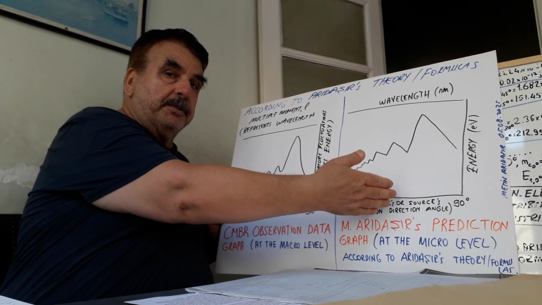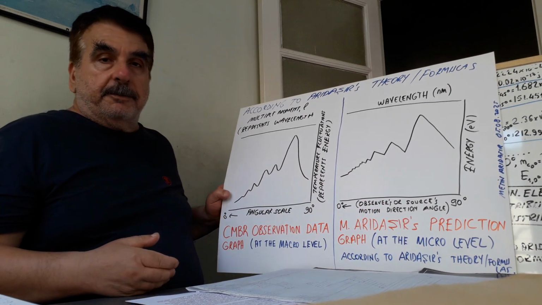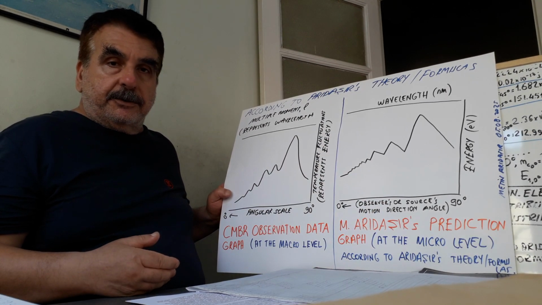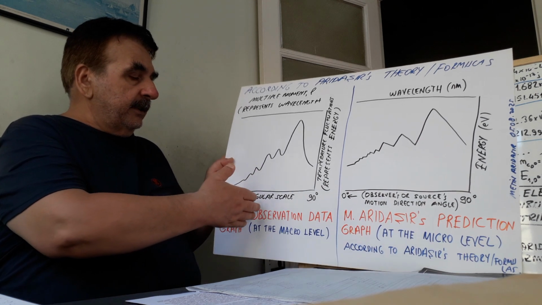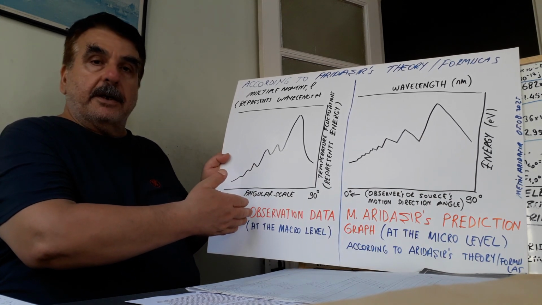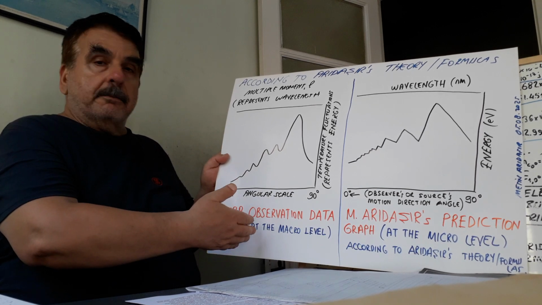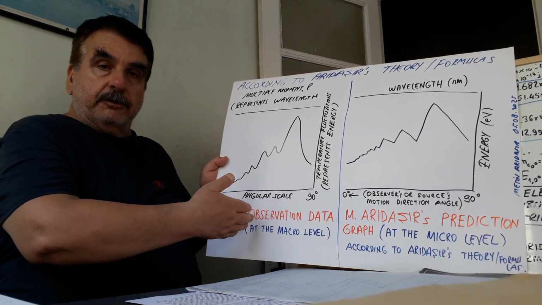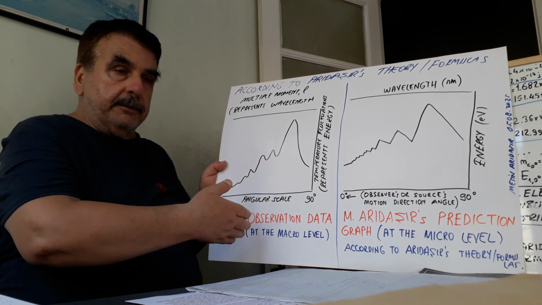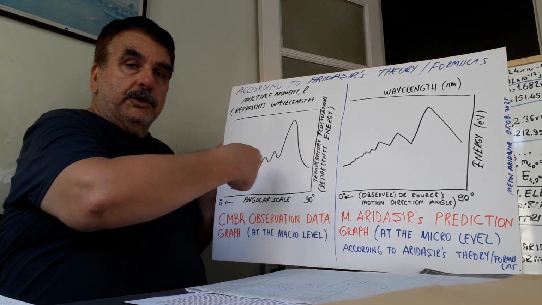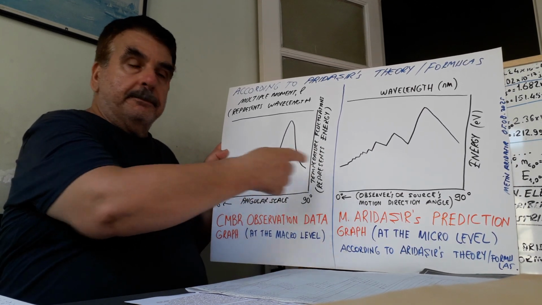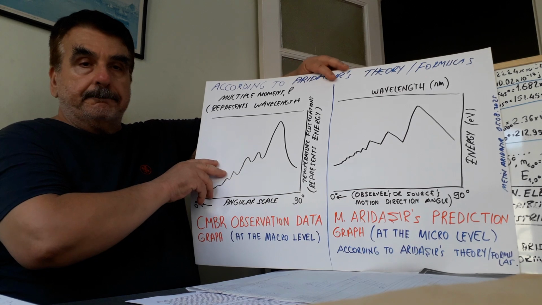On the right side, my prediction at micro level, electronic level. On the left side, macro level observation data. You can compare the two of them.